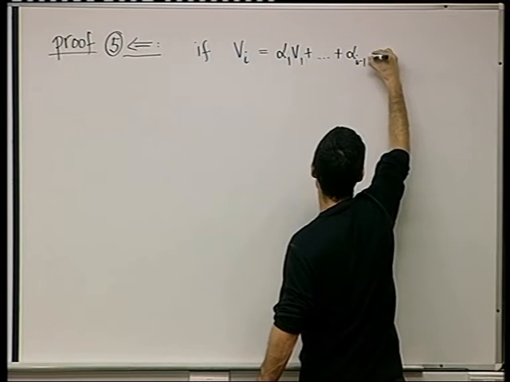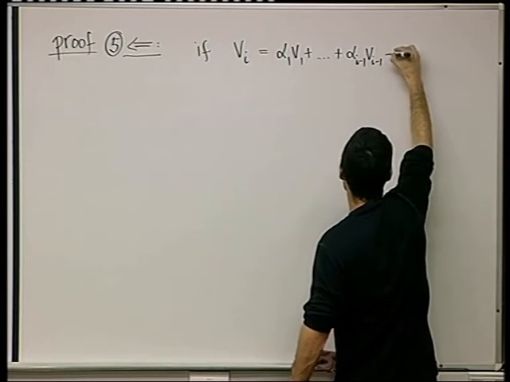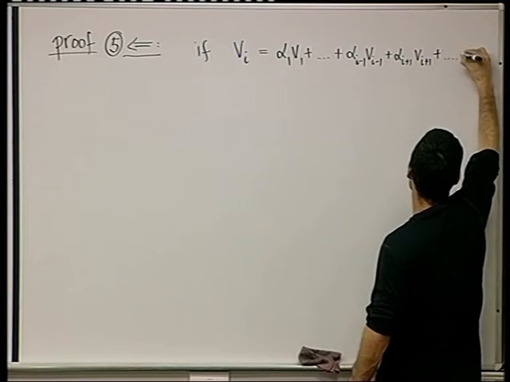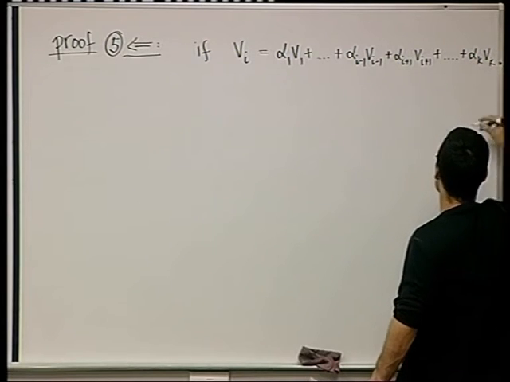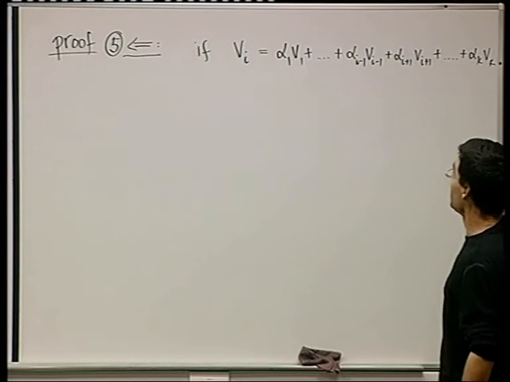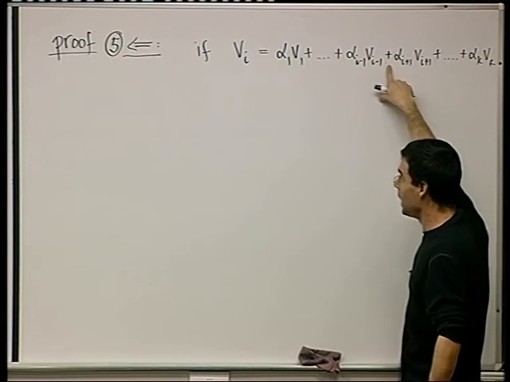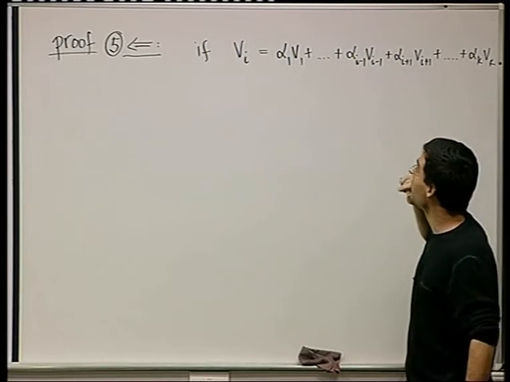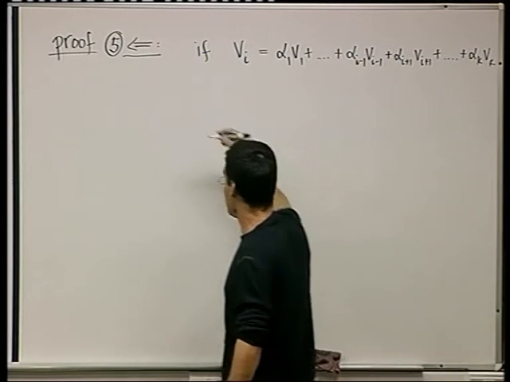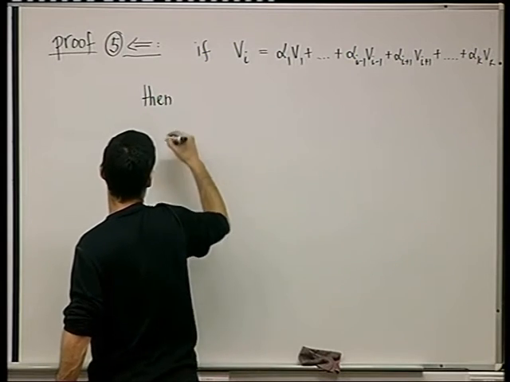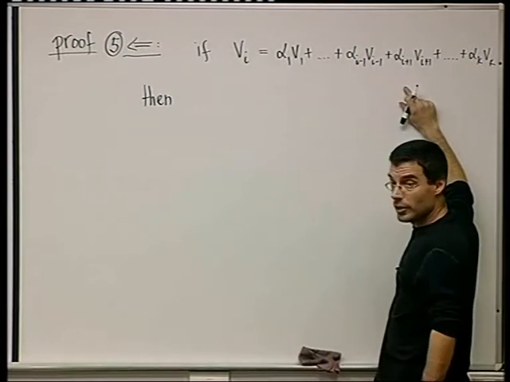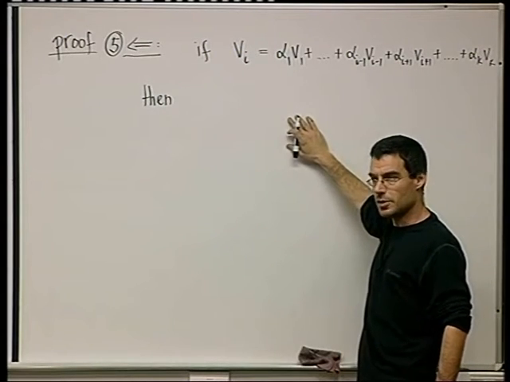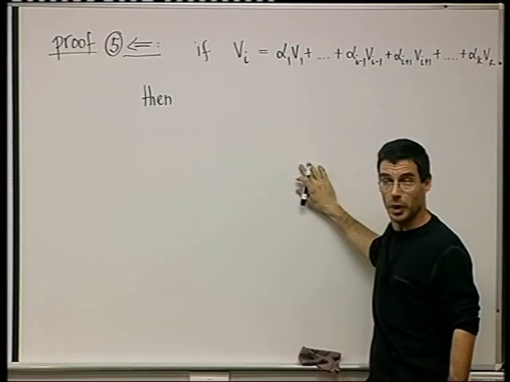alpha I minus 1 VI minus 1 plus alpha I plus 1 VI plus 1 plus alpha K VK. This is a completely general linear combination of the others, right? I skipped VI because VI is a linear combination of the others. Do you agree? So if VI is a linear combination of the others, then if I move VI here, I'm going to get a linear combination of all of them that gives 0, where not all the coefficients are 0, because VI's coefficient is 1.